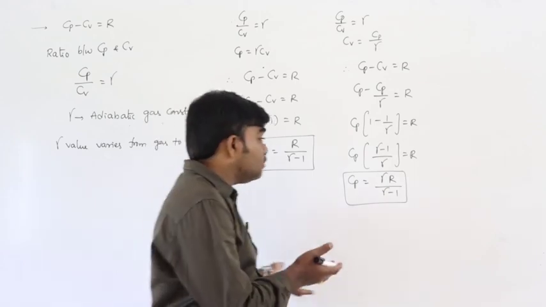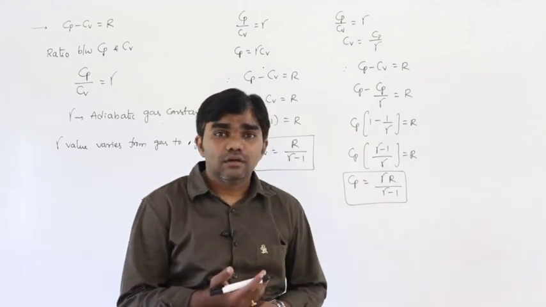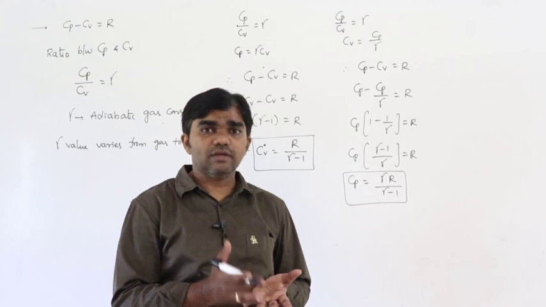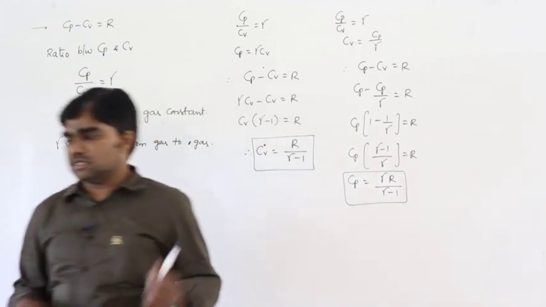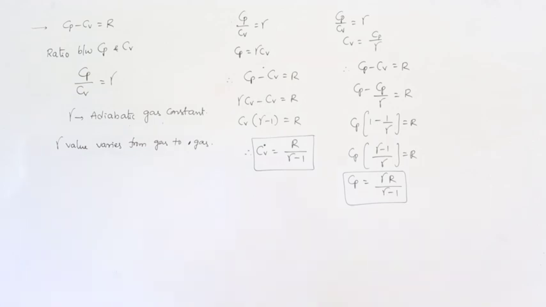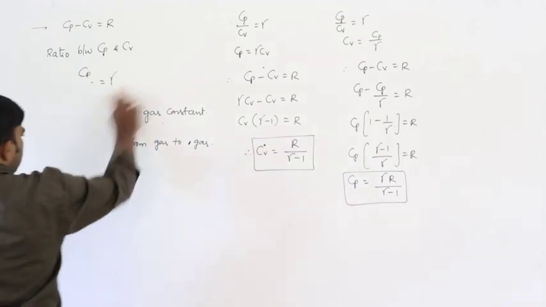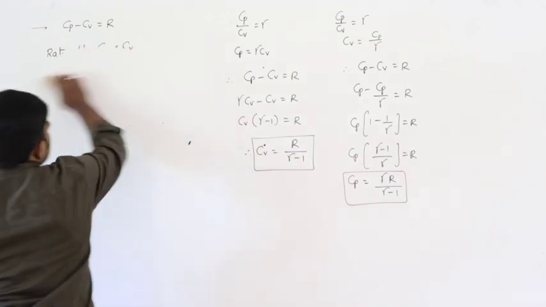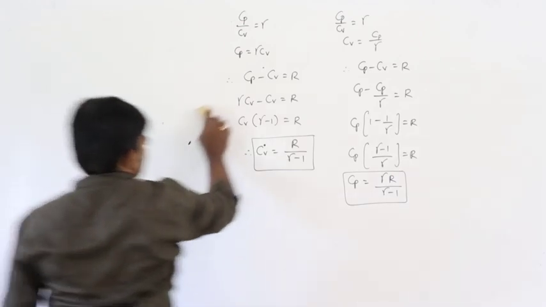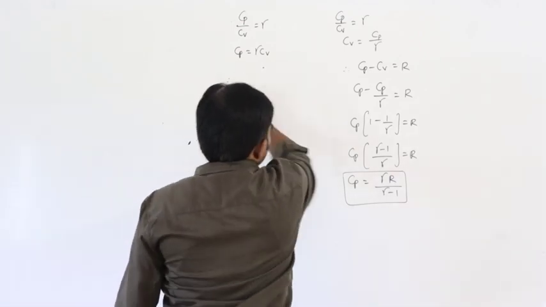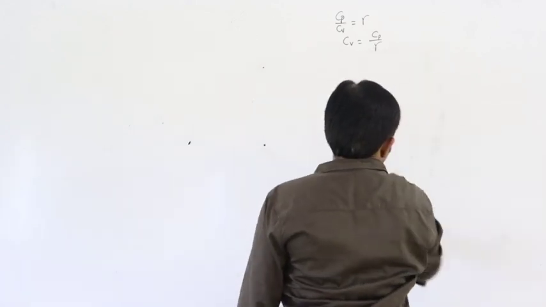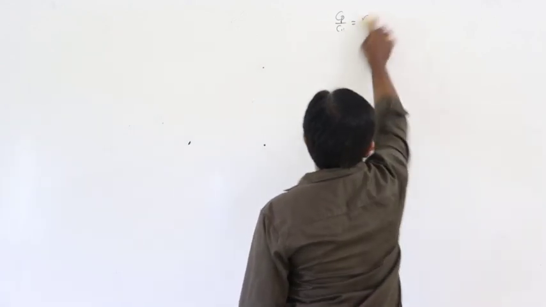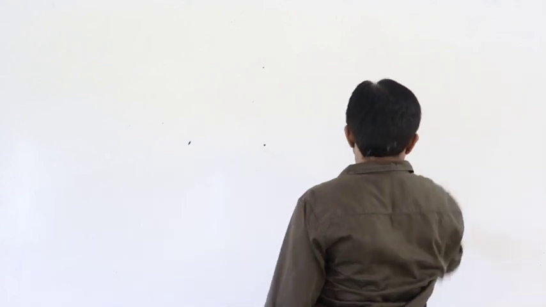But how do these values vary from gas to gas? For monoatomic, diatomic, polyatomic, how do these values change? Let us discuss that, it is important. Before going to that, first we can discuss the concept of degrees of freedom.